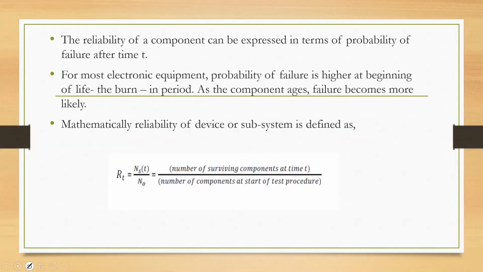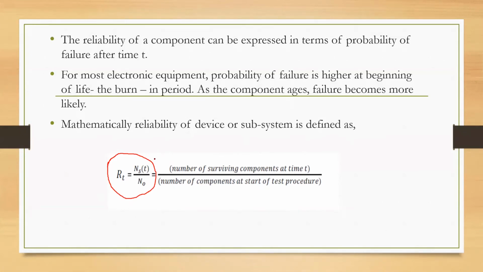The reliability of a component can be expressed as a probability in time, and electronic components are the major reason for the losses after the life period because of their aging or overburn or over running. Therefore the expression for reliability is the number of surviving components at any time upon the number of components at the start of the test procedure, right? After the test procedure, how many components are still surviving, that will give us the reliability.